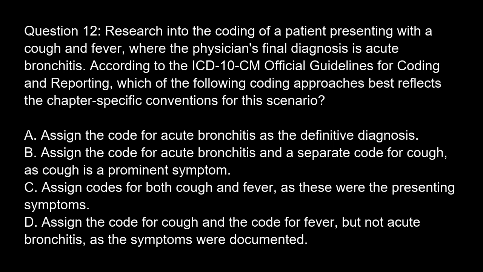Option A. Assign the code for acute bronchitis as the definitive diagnosis. Option B. Assign the code for acute bronchitis and a separate code for cough, as cough is a prominent symptom. Option C. Assign codes for both cough and fever, as these were the presenting symptoms. Option D. Assign the code for cough and the code for fever, but not acute bronchitis, as the symptoms were documented.